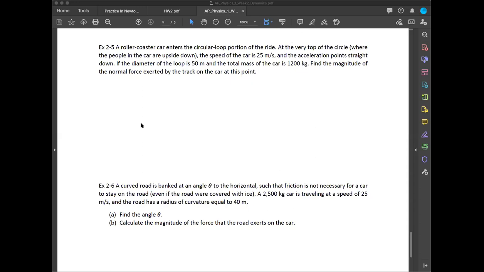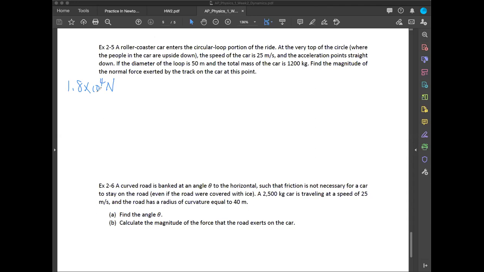All right. Let's focus on these questions. So we have a roller coaster entering a circular loop. At the very top of the circle, the speed of the car is 25 meters per second, and the acceleration points straight down. If the diameter of the loop is 50 meters and the total mass of the car is 1,200 kilograms, find the magnitude of the normal force exerted by the track on the car at this point. I'll show the answer first. The answer is 1.8 times 10 to the 4th Newton.